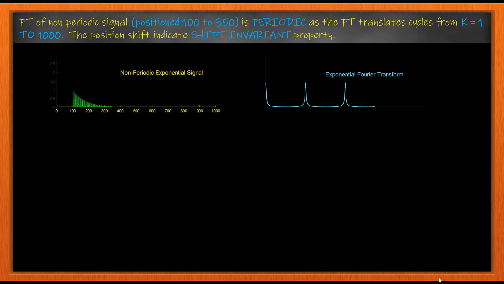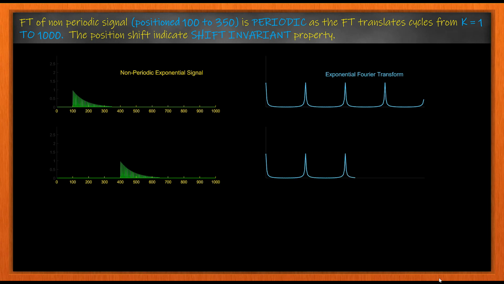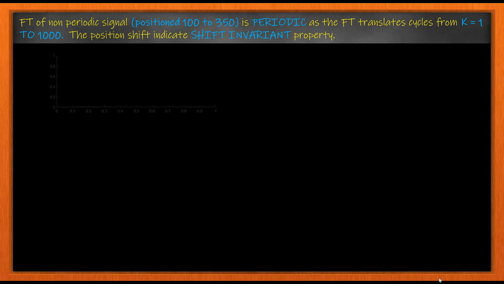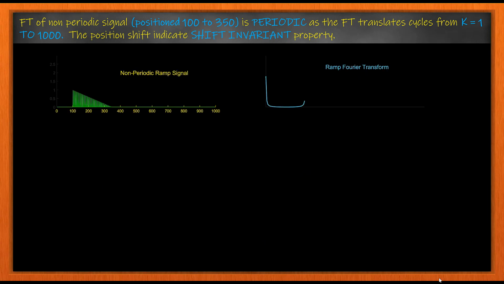For a non-periodic signal, the Fourier transform is periodic if the non-periodic signal is valid for a shorter duration when compared to the entire length of your signal. Here, your input signal is valid from 0 to 1000. However, the signal exists only in the interval 100 to 350.